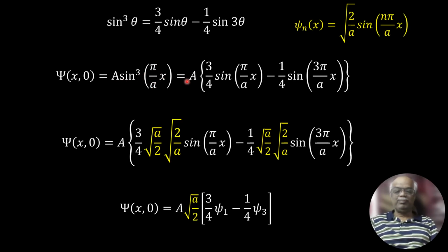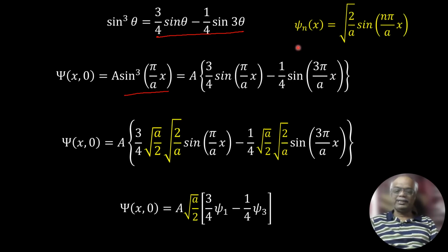So the given wave function is A sin^3(πx/a). Using this formula, I am going to replace sin^3 θ by this term. So this will become A times 3/4 sin(πx/a) minus 1/4 sin(3πx/a), because it's 3θ. So we got this relation.